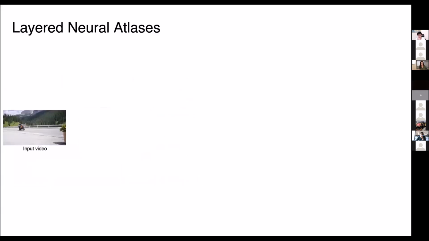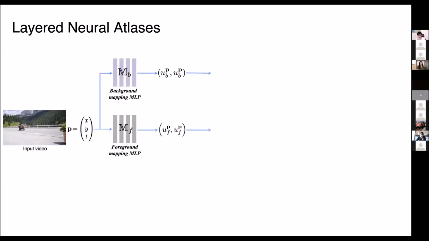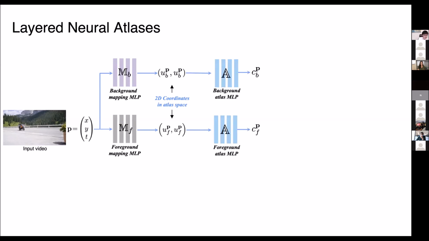Okay, so in more detail, given a video, each pixel position, x, y, t, is first mapped onto 2D coordinates in the atlas space. These are just values between -1 and 1 that tell us, for each position, where it maps to in the atlas. These estimated 2D points are then fed into another atlas MLP network that predicts the corresponding RGB color at that atlas location.